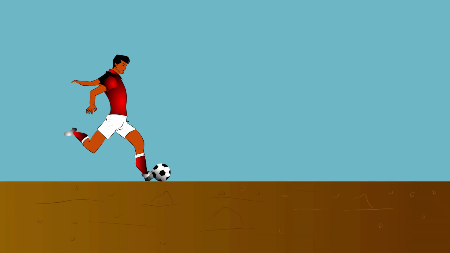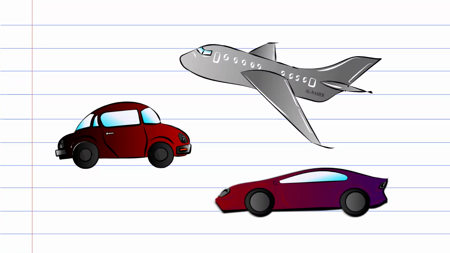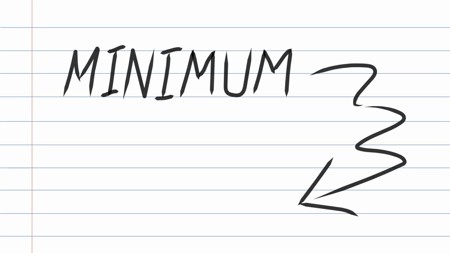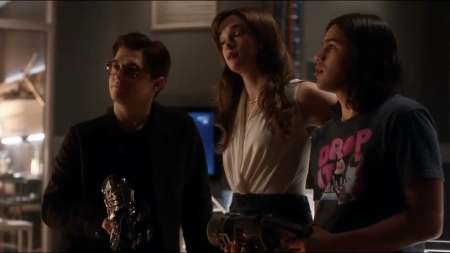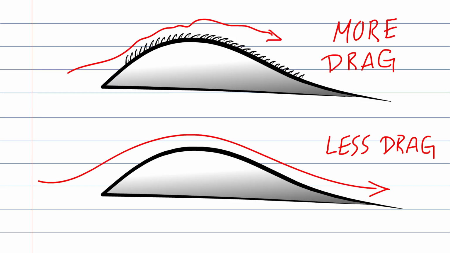For example, if this soccer player kicks the ball in a soccer field, it will travel a certain distance before the friction stops the ball. If the same player used the same power and kicked the ball, but this time on a beach, you will notice that the ball will travel a shorter distance compared to the first ball because the sand will cause more friction. That's why you don't see a plane or a car or any vehicle actually designed with a rough surface, because they want to keep the friction to a minimum. So far so good. So, to reduce skin friction drag, what you need is a smoother surface.